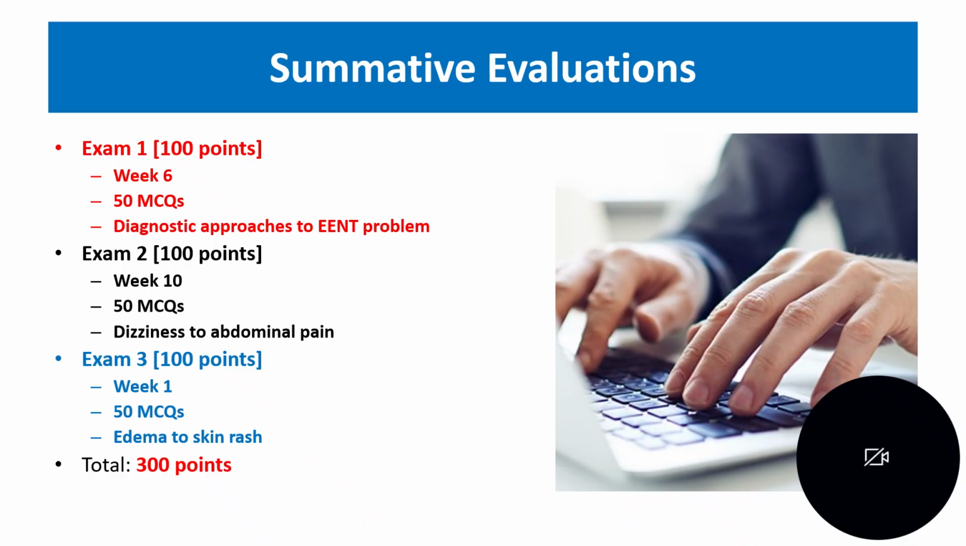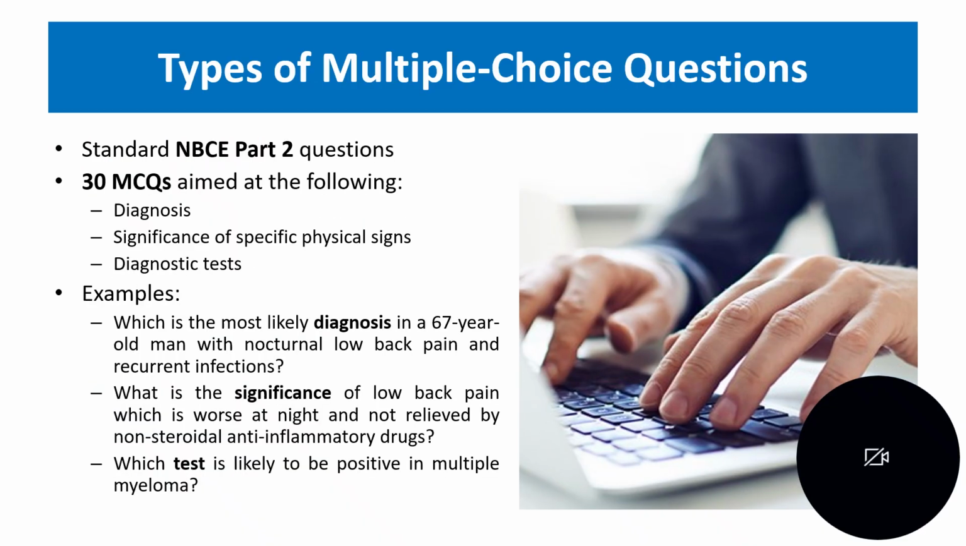Examination 2, which is going to be held in week 10, similar 50 questions covering from dizziness through to abdominal pain, and the final examination in week 11. Similar 50 multiple choice questions covering the final 4 topics: edema, urinary problems, fatigue, and skin rash, for a total of 300 points.